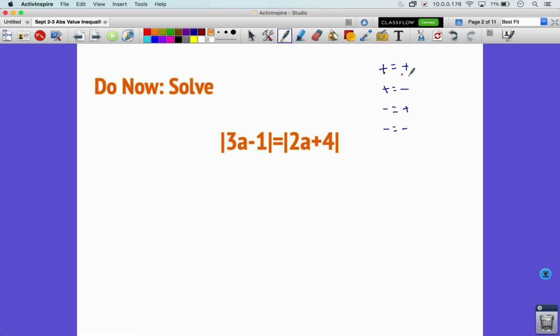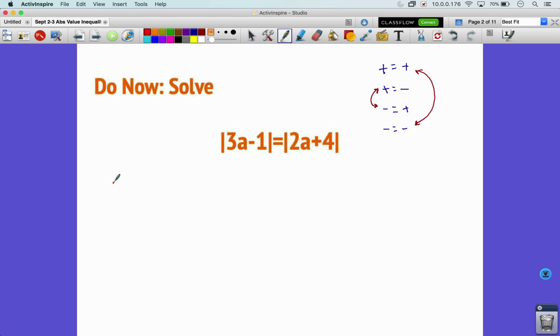Now what we'll realize is that these two here are actually equivalent because I could multiply both sides by -1 and it would turn any positive equals positive into a negative equals a negative. And these two are equivalent. So although this looks like 4 scenarios, I only have to solve for 2 scenarios. Positive equals positive and positive equals negative.